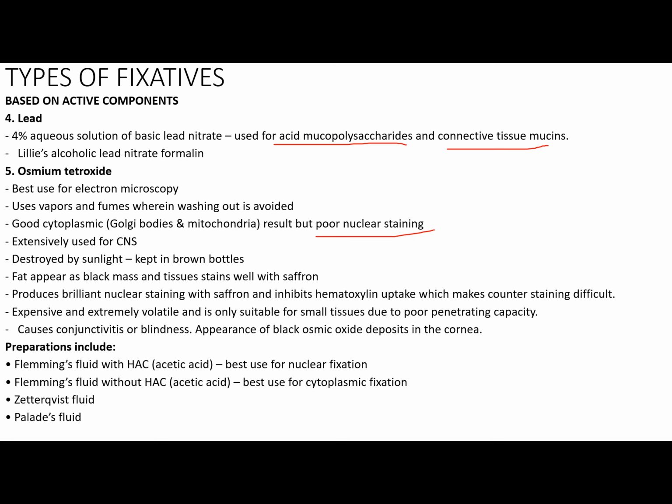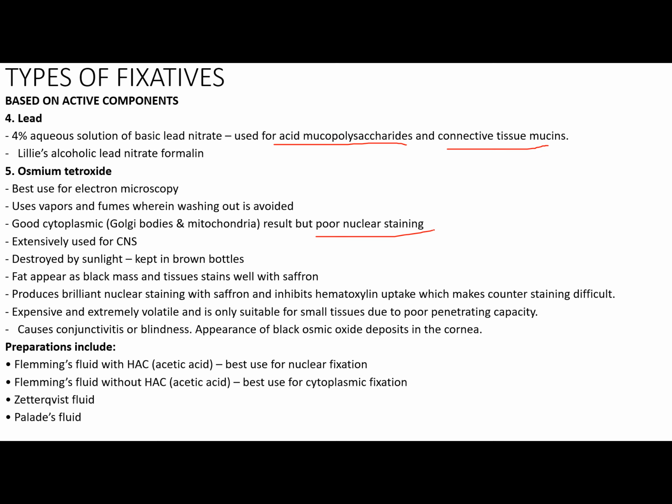So osmium tetroxide class must be prevented from being exposed to sunlight. Then fat would appear as a black mass and tissue would stain well with safranin. Produces brilliant nuclear staining with safranin and inhibits hematoxylin uptake, which makes counterstaining difficult.